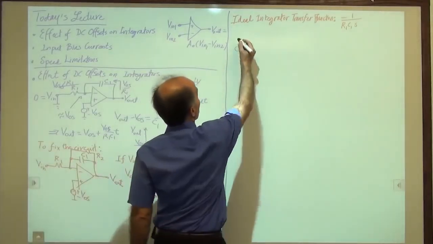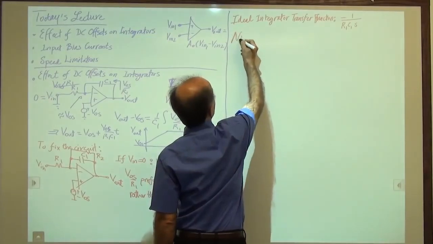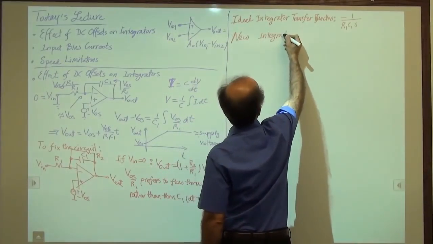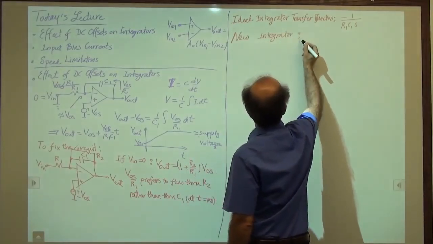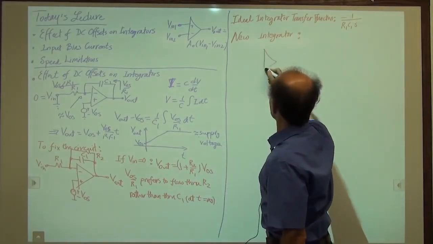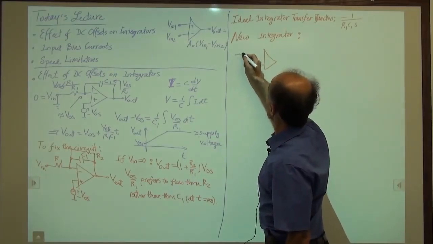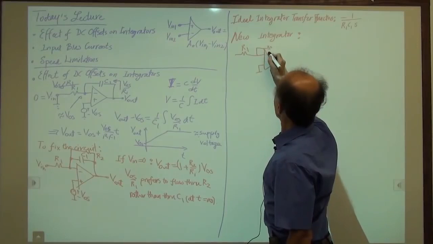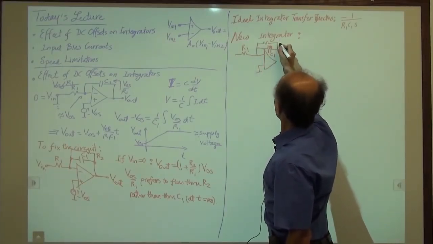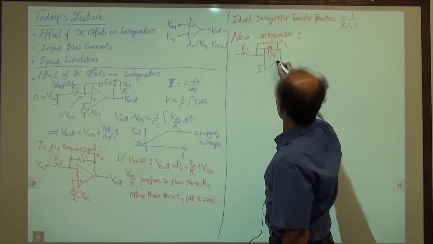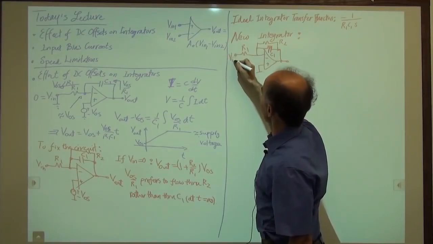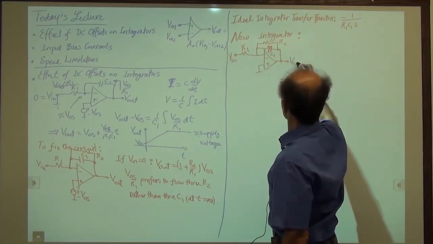So let me write, so actual or the new integrator. So here's what we have. We have an R1 connected to the input, and then we have a capacitor C1, a resistor R2 going to the output, and we would like to find the transfer function of this circuit.